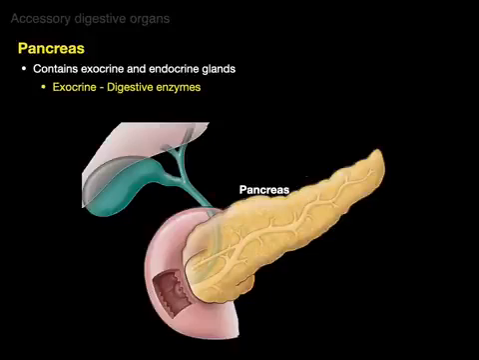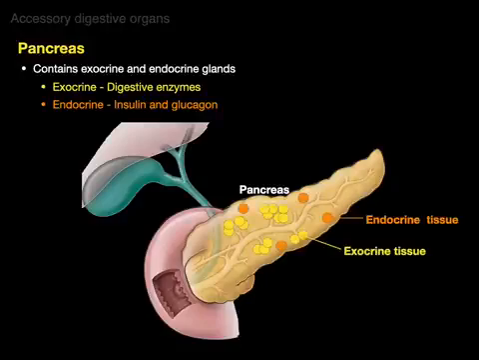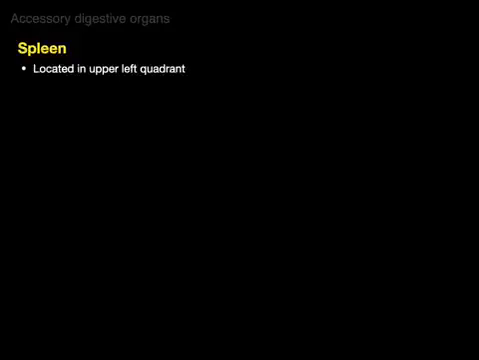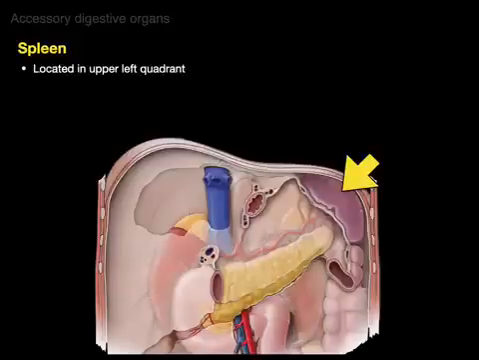So the pancreas has exocrine digestive glands, enzymes, and endocrine for insulin and glucagon. All right. Let's talk about the spleen. Now, the spleen actually is located in the upper left quadrant like that. It is not a digestive organ, but it has the same blood supply because it forms in the dorsal mesogastrium. So I mention it here because it has the same blood supply.